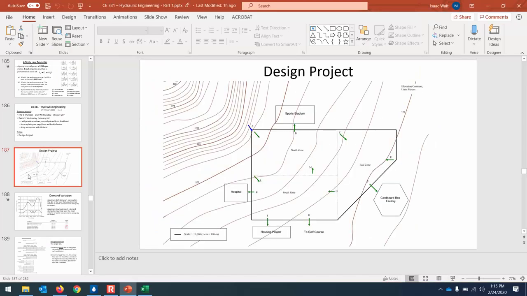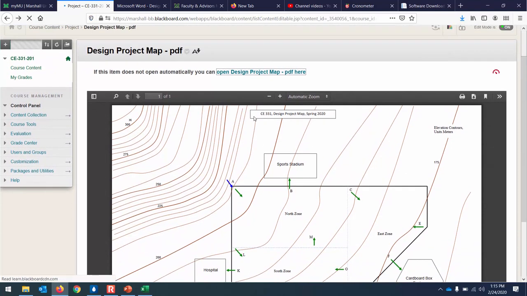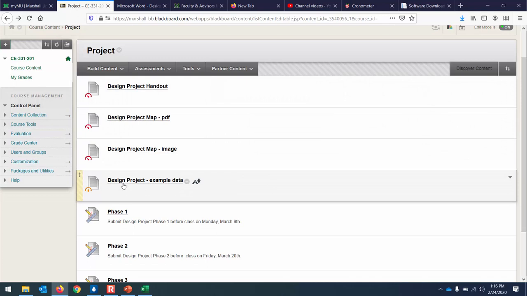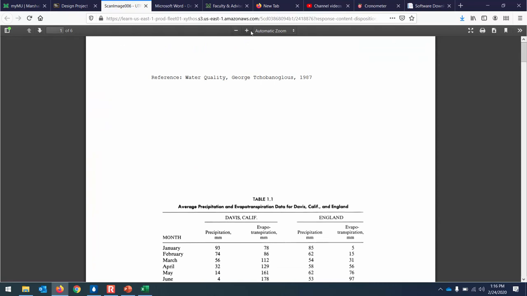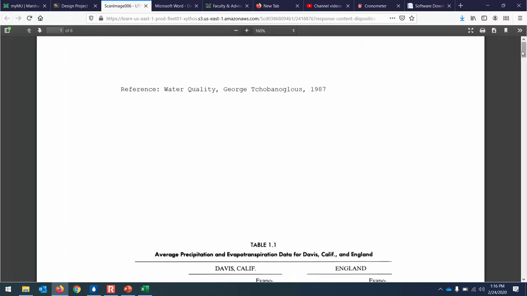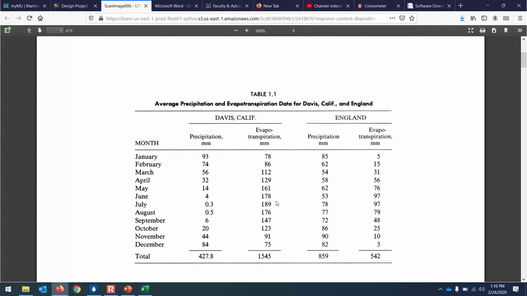One of the resources that I've put online for you is a PDF file. Let's see. All right, Design Project Example Data. I hope that you do additional outside research. It's not an A project if you only rely on this packet of data that I'm showing you. It could still be a B project if you don't do the outside research, but it wouldn't be an A project. So this is for Davis, California: the precipitation by month and evaporation by month, and you could probably find local data for your city of this same sort.